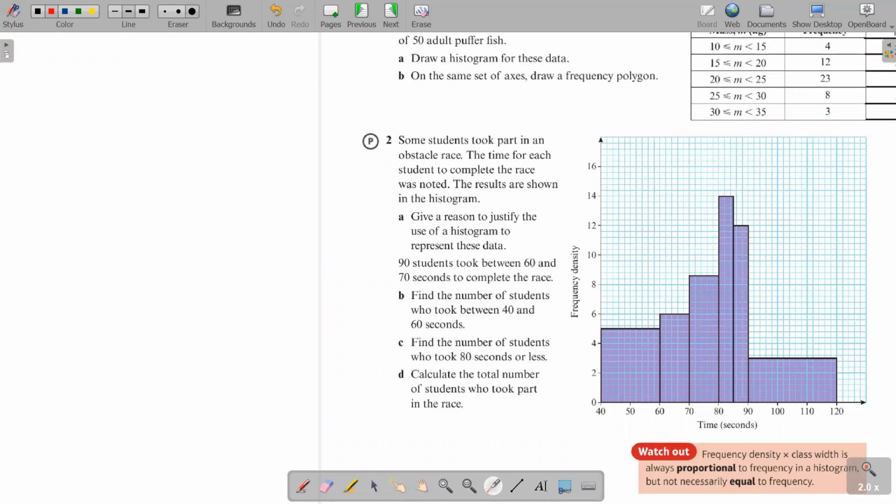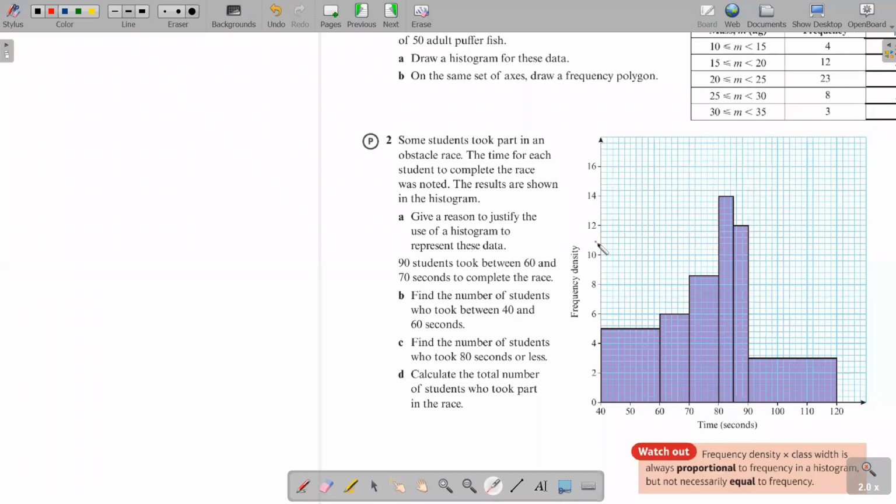Okay, so let's move to question number 2. Some students took part in an obstacle race. The time for each student to complete the race was noted. The results are shown in the histogram. Give a reason to justify the use of a histogram to represent this data.